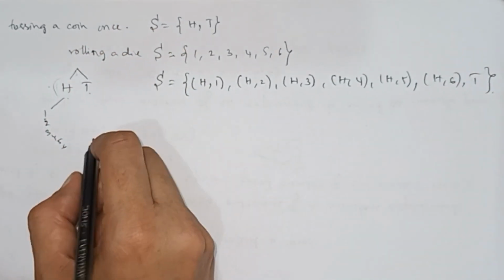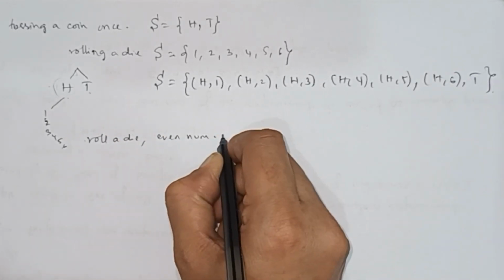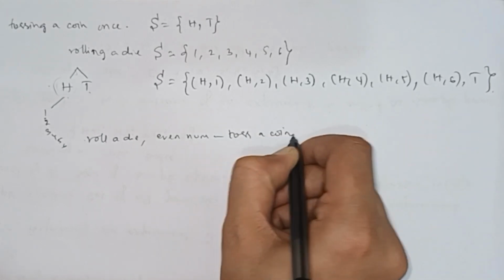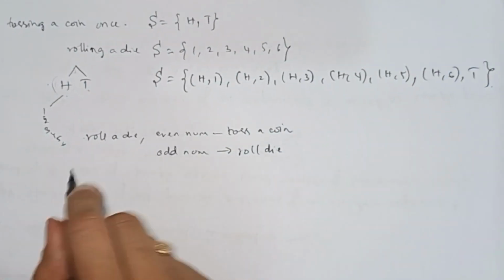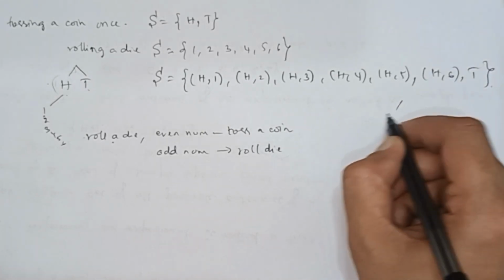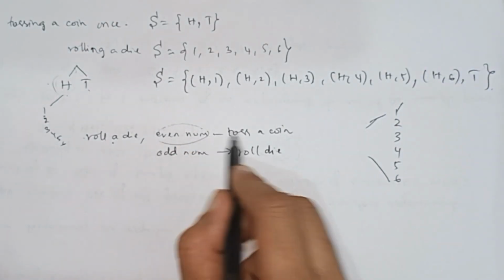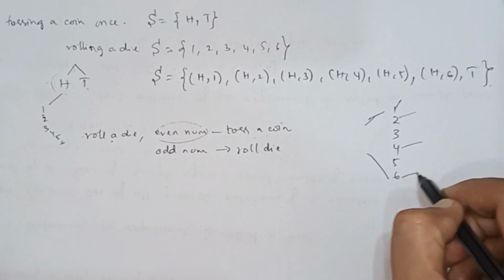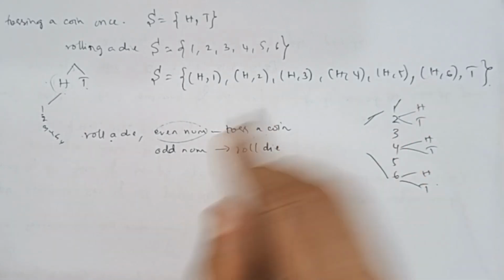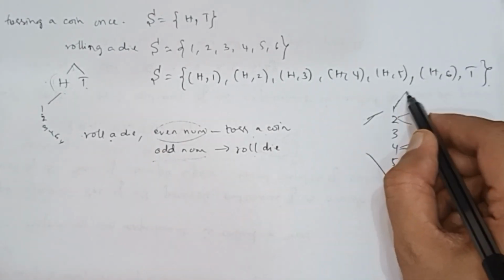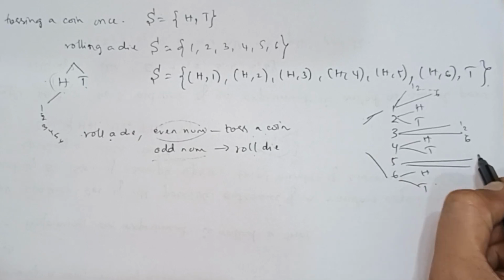Suppose you first roll a die, and if you get an even number, you have to toss a coin. If you get an odd number, you have to roll a die again. So first, rolling a die, the possible outcomes are 1, 2, 3, 4, 5, 6. If you get an even number, you have to toss a coin, and you will get head or tail. If you get an odd number, you have to roll a die: 1, 2, 3, 4, 5, 6 for 1, for 3, and for 5.